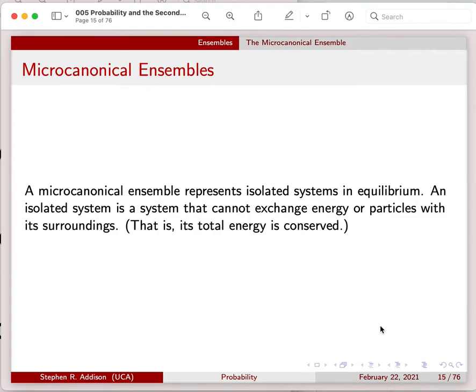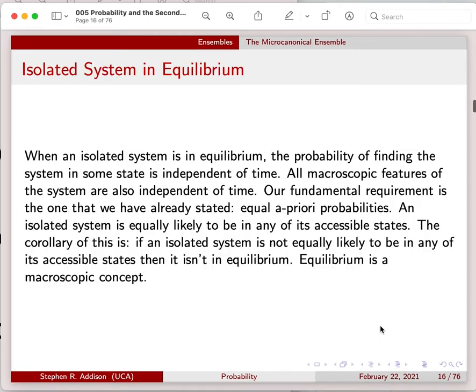A microcanonical ensemble is a method of representing isolated systems in equilibrium. An isolated system is a system that can't exchange energy or particles with its surroundings. That's why it's isolated. In other words, its total energy is always conserved. So, for an isolated system, when it's reached equilibrium, the probability of finding the system in some state is independent of time. All of the macroscopic features of the system are also independent of time.